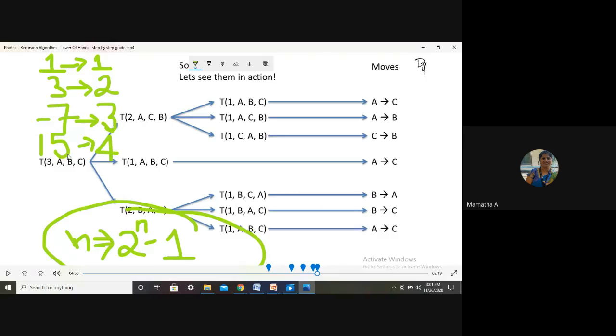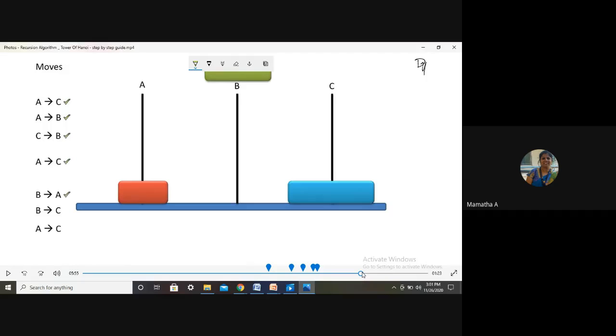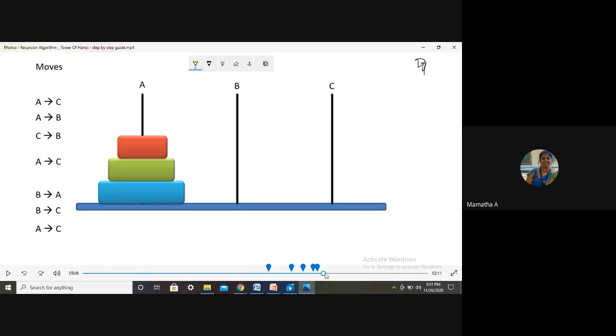You can check it out. That will be your assignment for the next class. So 15 movements will be made to perform the Tower of Hanoi problem when the number of disks is 4. So in general, this is the formula. Yes? Okay, I'll just play the video again here.